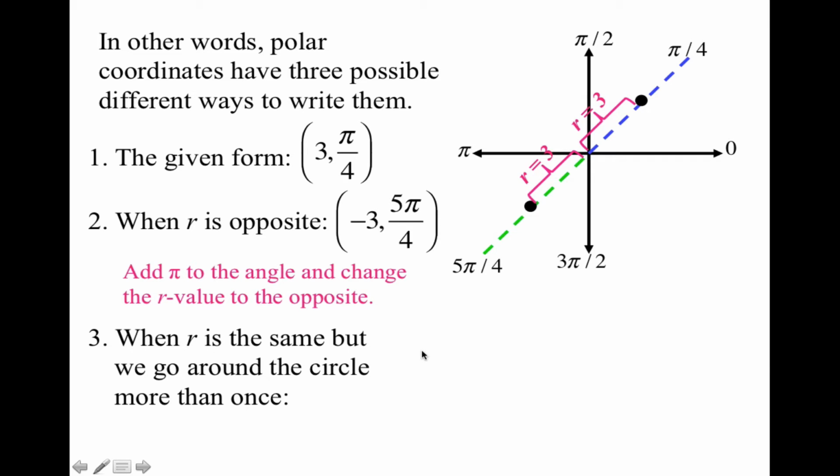Now, the third one is when r is the same, but we go around the circle more than once. So basically, if you were to rotate your body a full 360 degrees, aka 2 pi, you would just add 2 pi to the angle, so that you would get 9 pi over 4.